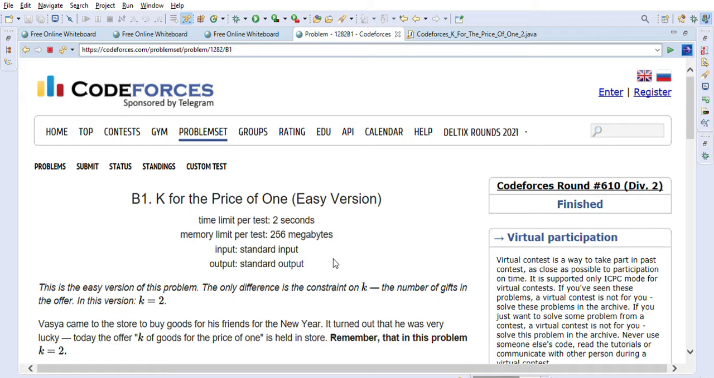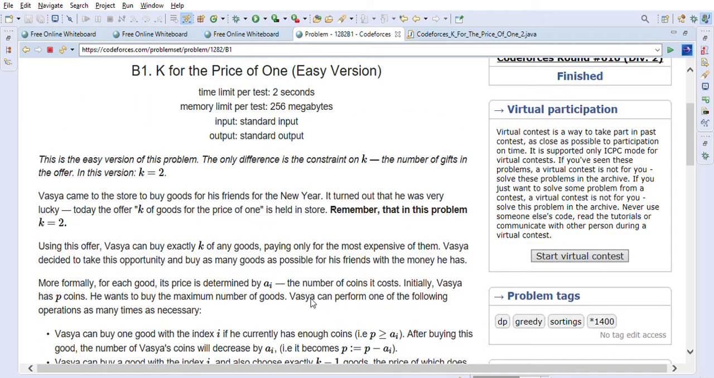So let's go through the K for the price of one problem statement first, then we'll go through some examples and then we will propose our solution for this problem. So let's start from here.